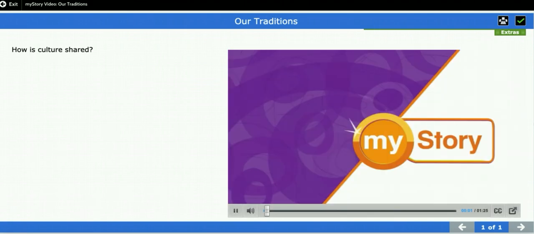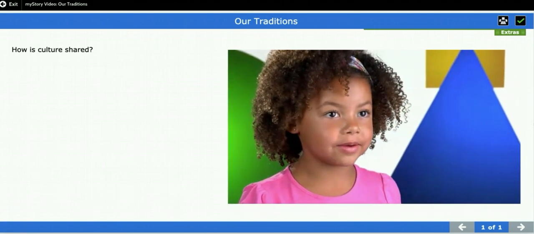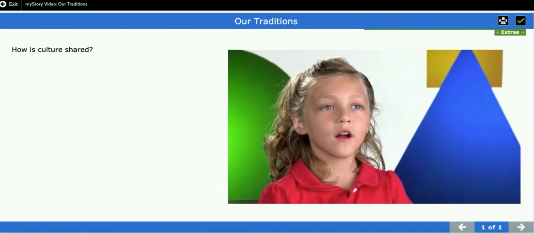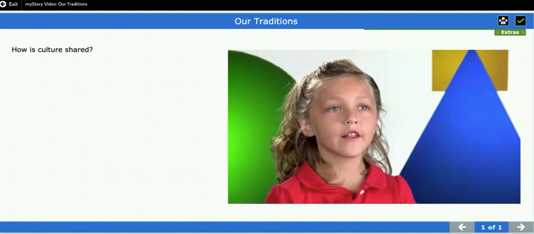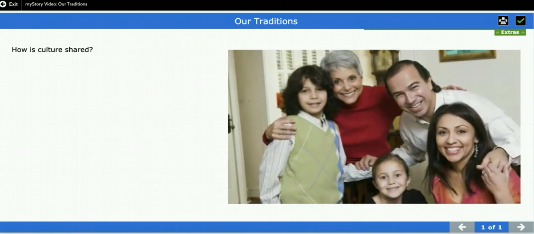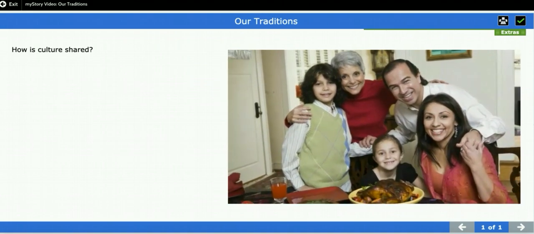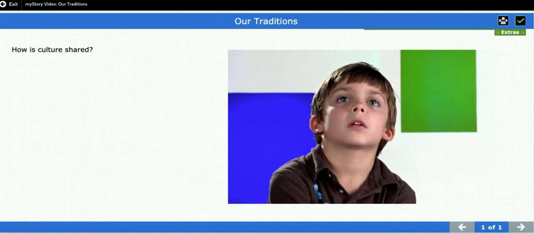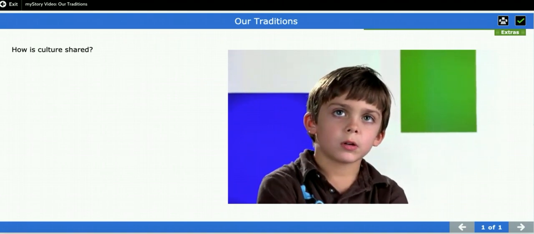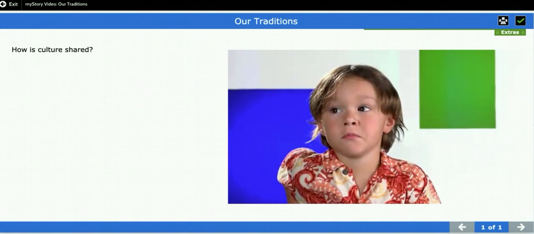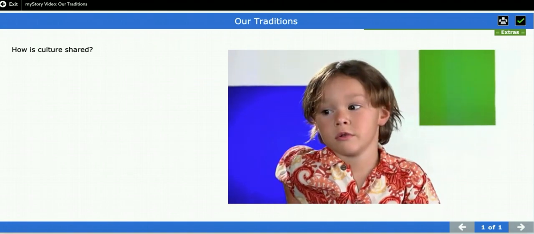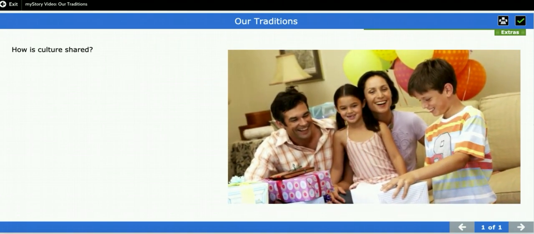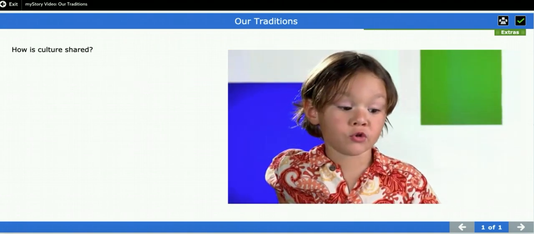How is culture shared? We celebrate with your family. Our family eats dinner with our whole entire family, and they come over to their grandma's house. In school, we learned about Thanksgiving, that we make turkeys and we get pumpkins and we put stickers on them. Sometimes we celebrate my papa's birthday. Sometimes we celebrate my mama's birthday. Sometimes we celebrate my birthday.